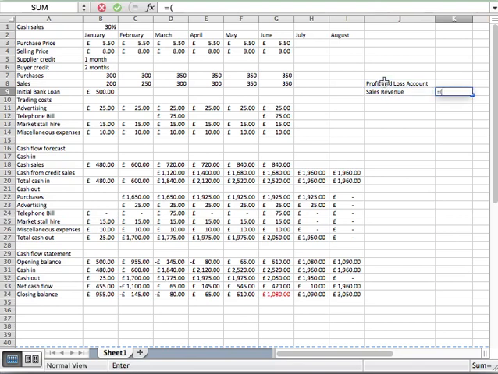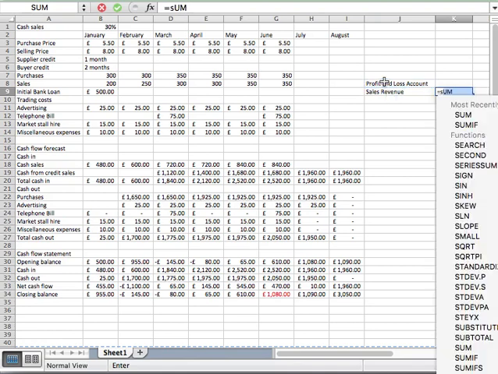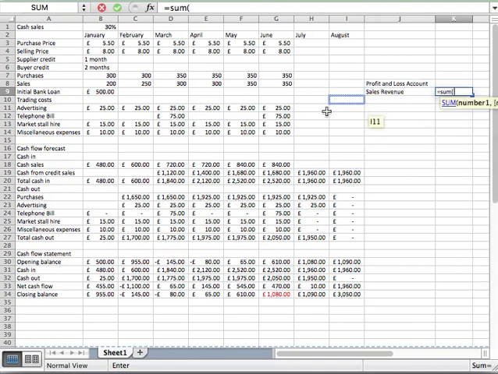So in this case, we can do it a fairly simple way. It equals the sum of the sales volume in the 6 months multiplied by the selling price, 14,000.